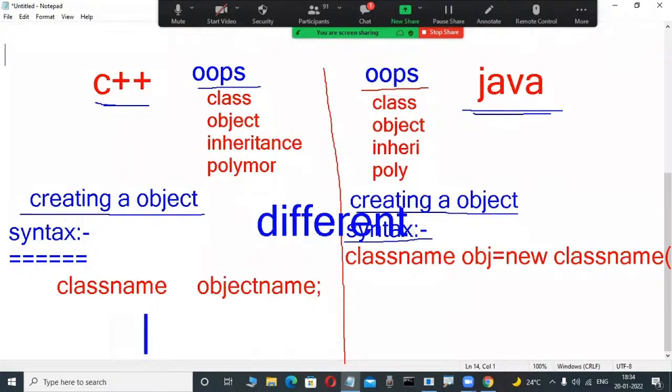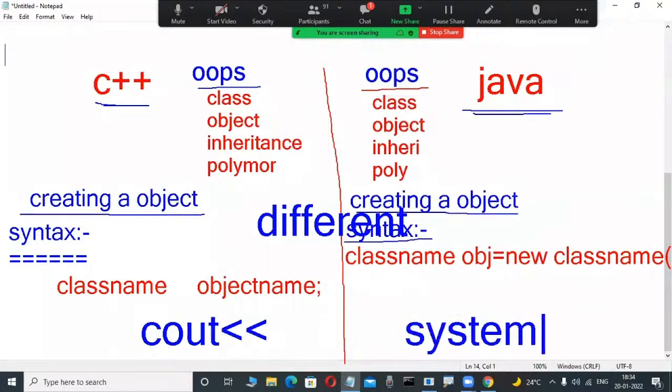Suppose in C++, I want to display output, cout is a function there, streaming output only. And in Java, what is the function? System.out.println, something is there or not? That's why syntactically different. Functions are also totally different in these two object-oriented languages.